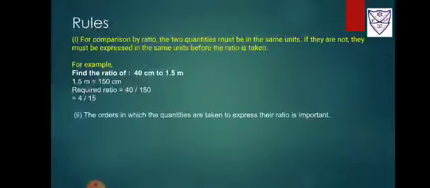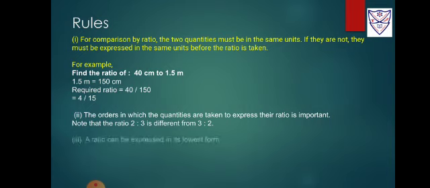Second rule, the order in which the quantities are taken to express the ratio is important. Means the ratio 2 to 3 is different from 3 to 2. Like we have understood before, while writing a ratio you place the first term first. So if we are writing 2 to 3, for example, it means number of girls equals 2 and number of boys equals 3. So this is girls to boys, that is 2 to 3. But that is not the same as 3 to 2. So we have to take care while writing ratio. Last rule is a ratio can be expressed in its lowest term.